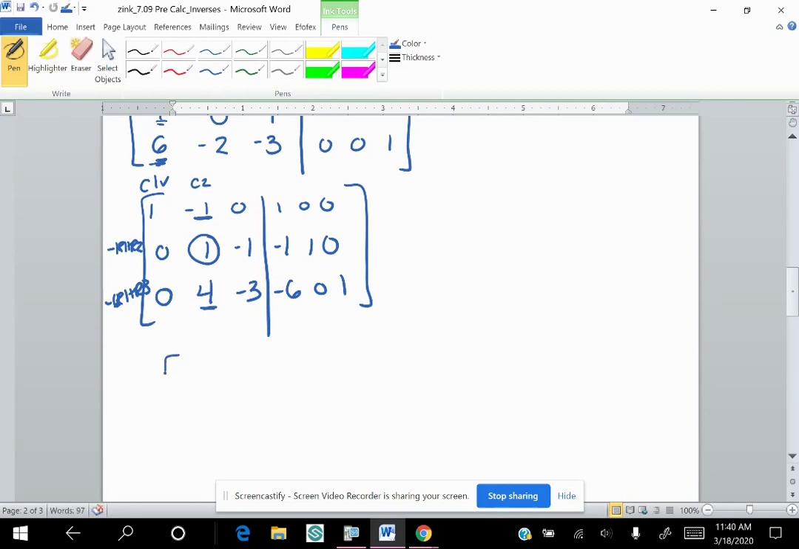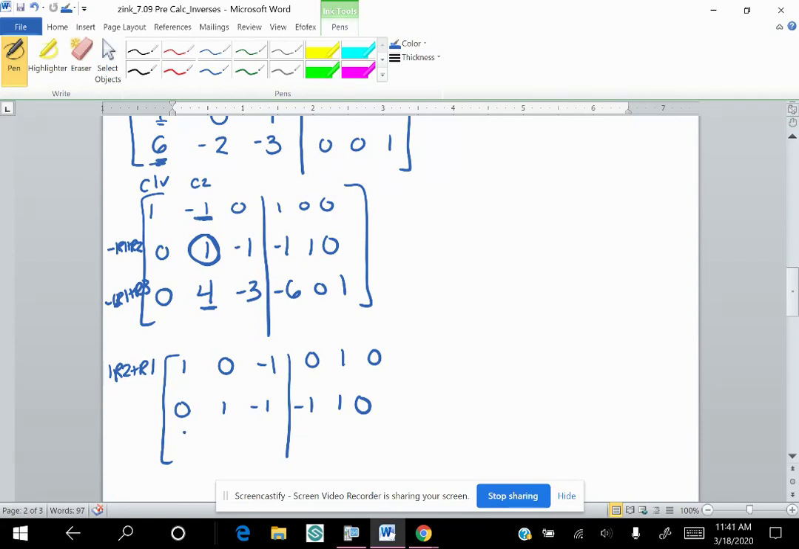So to get negative 1 up here to become a 0, I need to add it to 1. Well, good news, this is already a 1. So I'm just going to take 1 times row 2 and add it to row 1. So the row that's staying the same here would be the row with the leading 1. So my 1 will stay here. Now that becomes a 0, negative 1, 0, 1, 0.